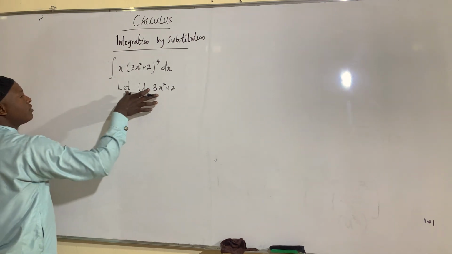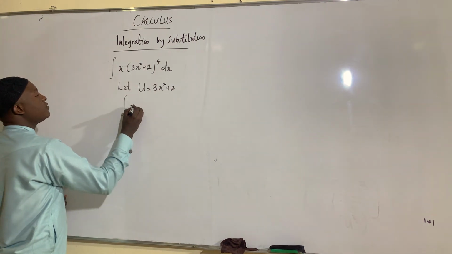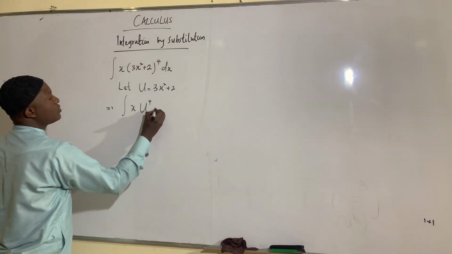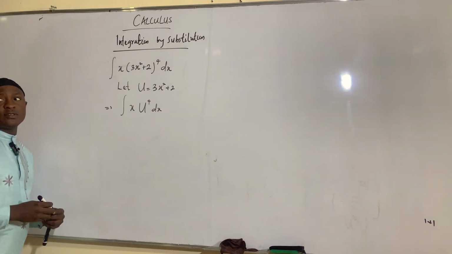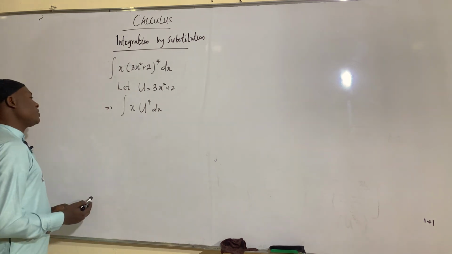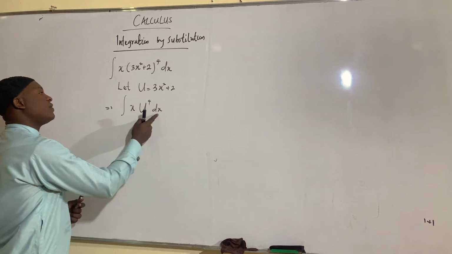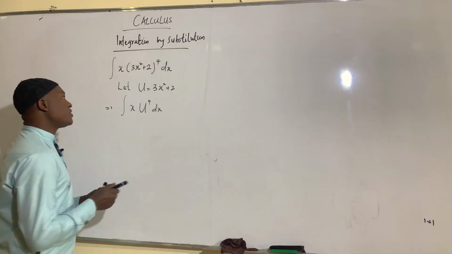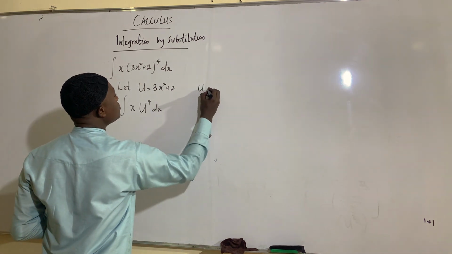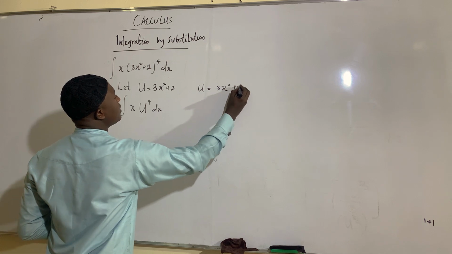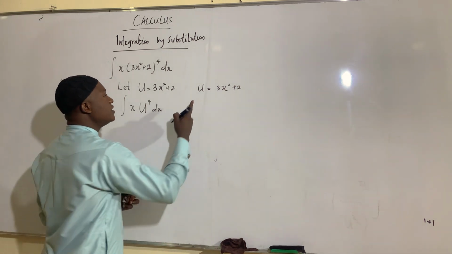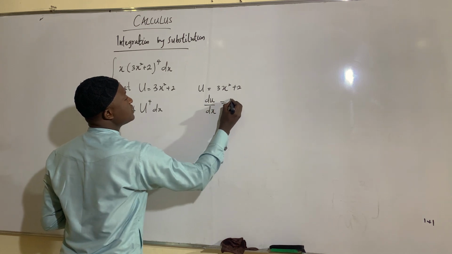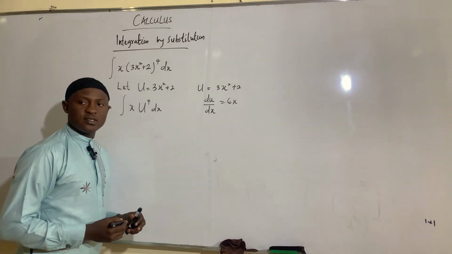So the moment that one is u, then I will have integral of x, and what we have in the bracket is now u raised to the power of 4, then we have dx. You get that one, right? So now on to the next step, which is to differentiate and find the value of our dx. Going back here, u is equal to 3x squared plus 2. Just like a normal differentiation, we have du over dx is equal to 6x. You get that one, right?